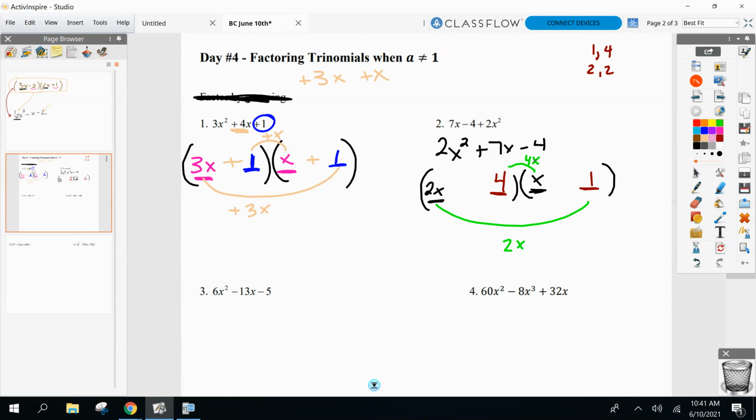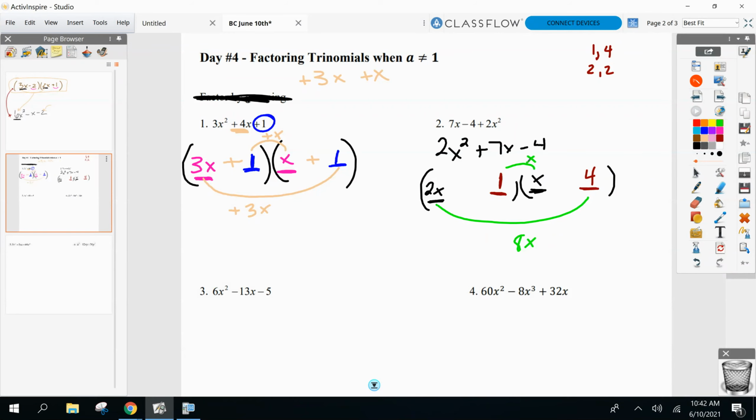It's 2 and 2, right? Well, if I change them, I'm getting the same result. But I can change 4 and 1. And probably this is going to be the one I need. So switch the 4 and the 1. All right, ready? Outers now give me what? 8x. Inners give me 1x. Ooh, can you get a 7x now? Okay, we can.